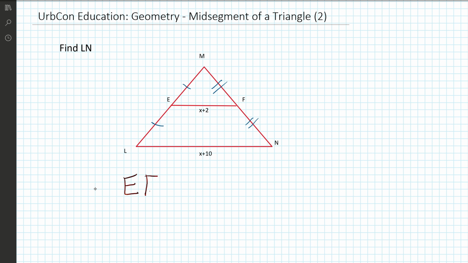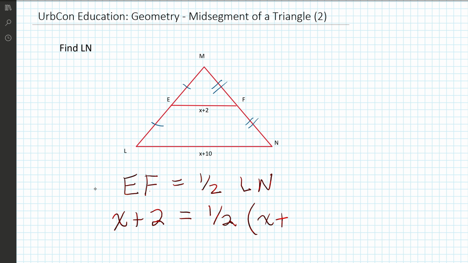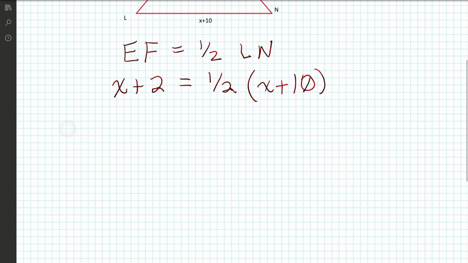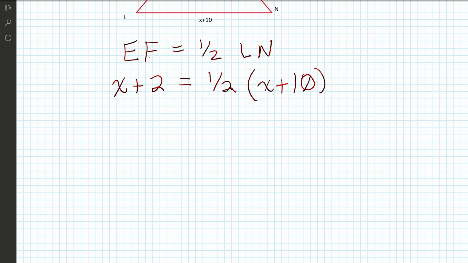Right? So I'll write that out. EF is 1/2 of LN. Well, what is EF? EF is labeled as x plus 2. So x plus 2 is 1/2 of LN. And LN is x plus 10. Okay. So now we have an algebra problem that we can solve.